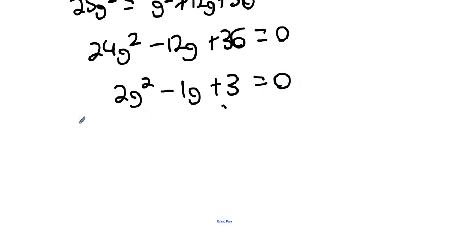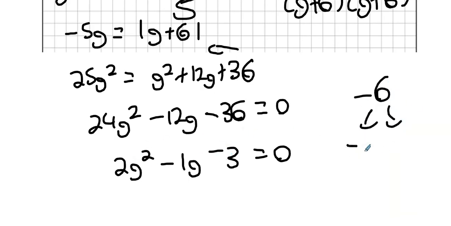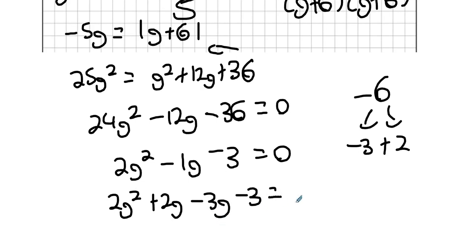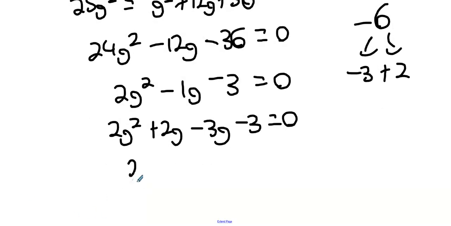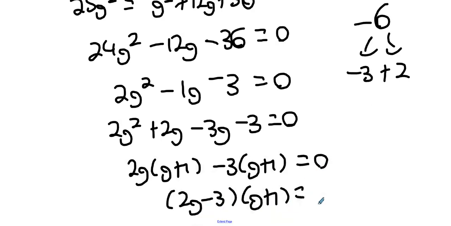I think I made a mistake here. The 36 came over and became a minus. So that should be a minus 36 and a minus 3. The reference number is 2 times 3, which is minus 6. Minus 6, you want minus 3 and plus 2 to make the minus 1 in the middle. You factorize it out, and you're going to get 2g into g plus 1 minus 3 into g plus 1. And then you're just going to get 2g minus 3 into g plus 1 equals 0.